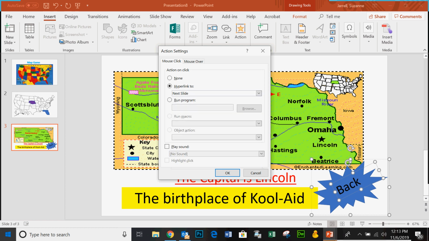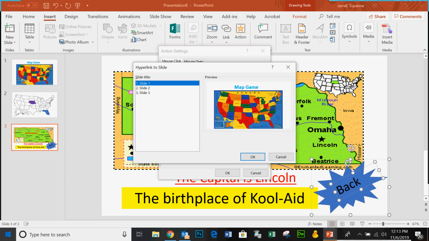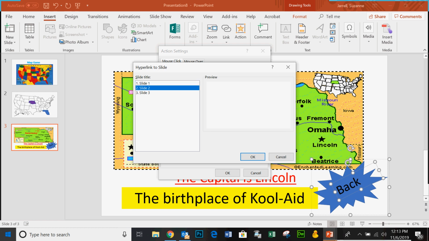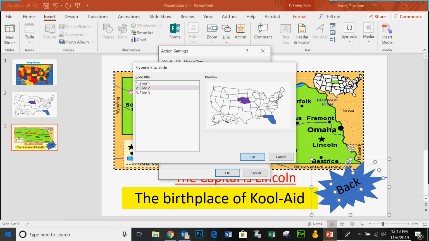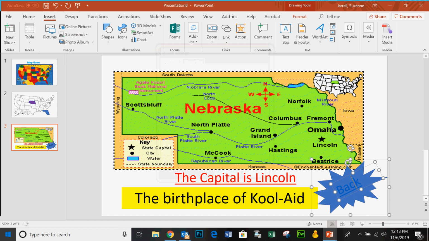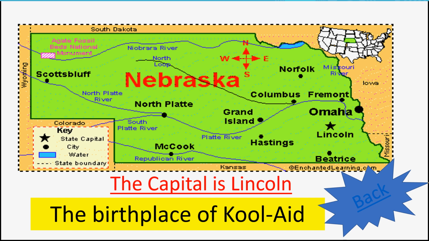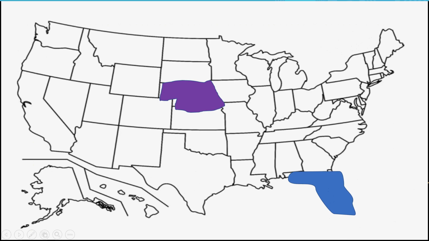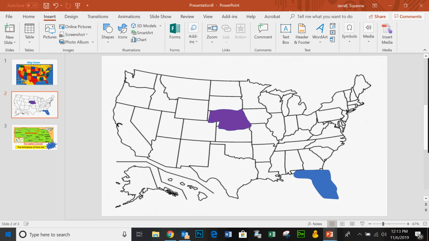So we're going to do mouse click on slide, and I want it to go to slide 2, right? I want it to go from this slide to this slide. So we're going to click on slide 2 and hit OK. So now we have that. You can see that it works because it turns into that. And if I click on this and I click here, it takes me back to where I want to be.